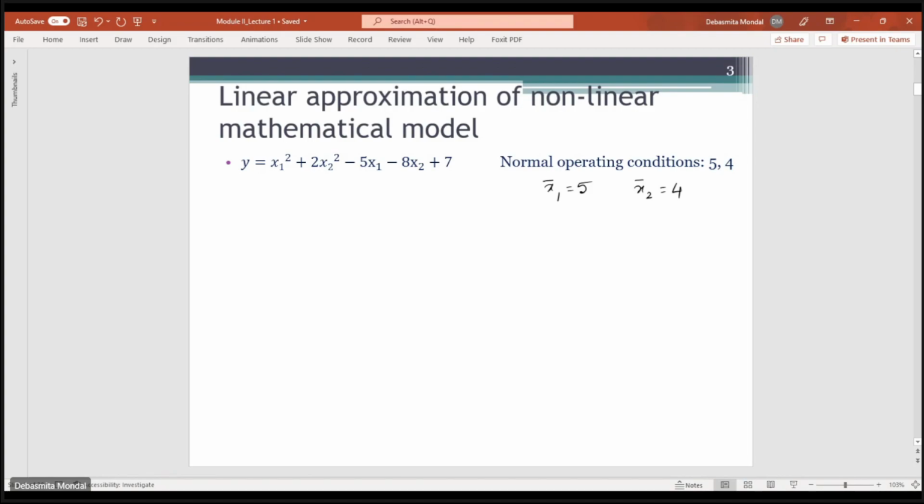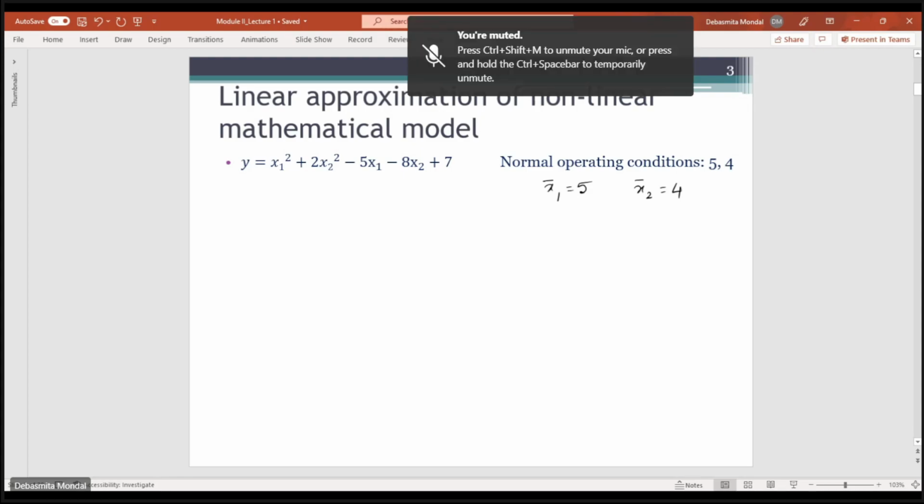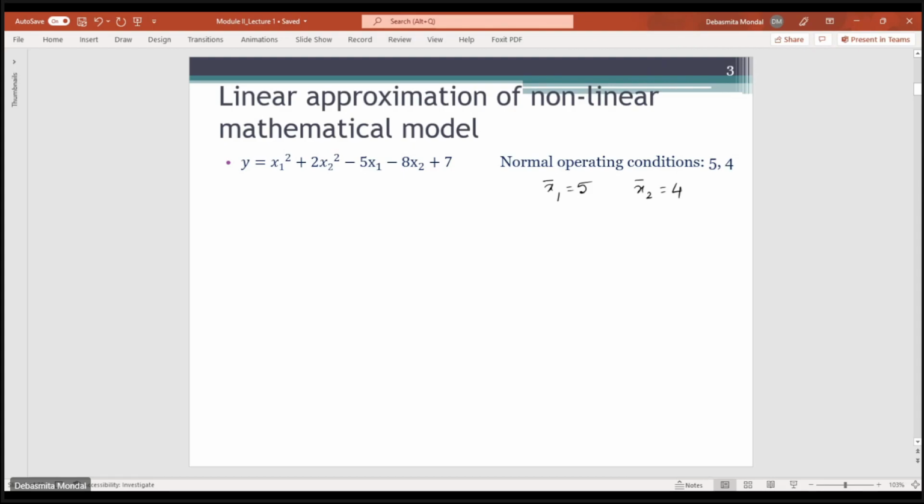Okay. Now for this equation, what will be the linear form of this equation using the Taylor series expansion? Ma'am, this one I haven't tried, ma'am. I'll do it now. I forgot it. Okay, it's okay. You can try it now also.